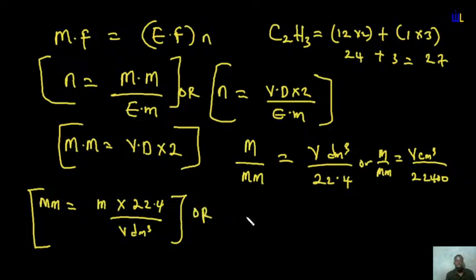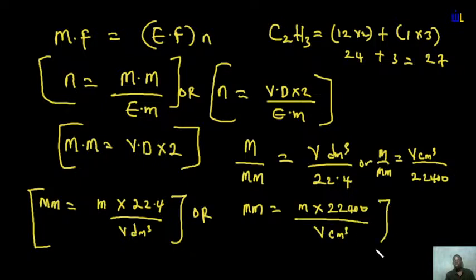Or if it is in cm³, you will do molar mass equals mass times 22,400 over volume in cm³. So it's important to take note of these things. Put down these formulas so that we can go on with one or two questions and then call it a night.